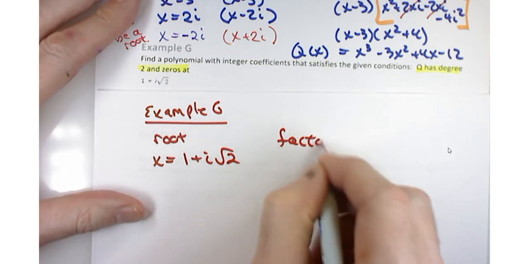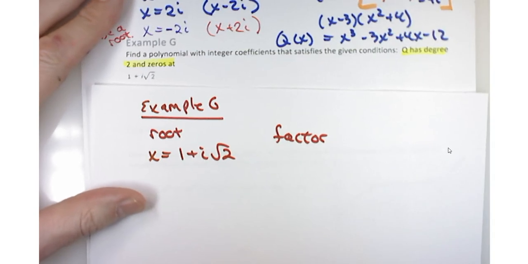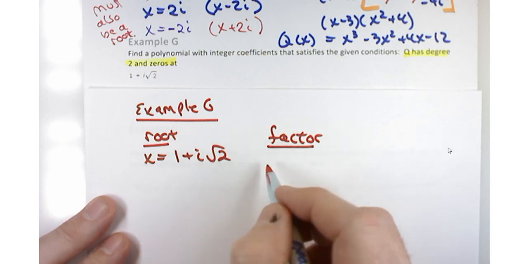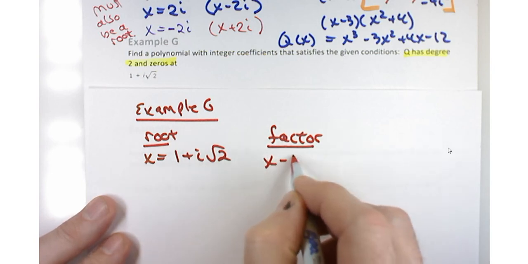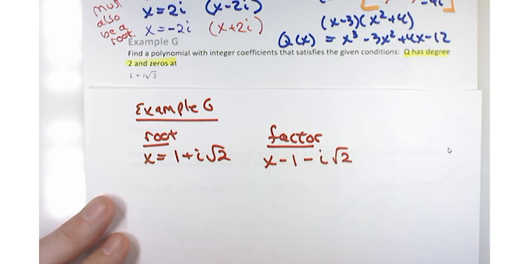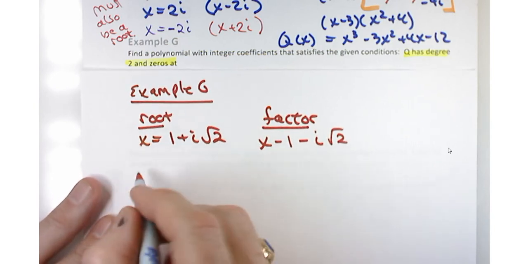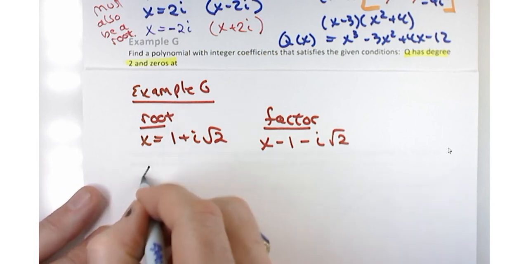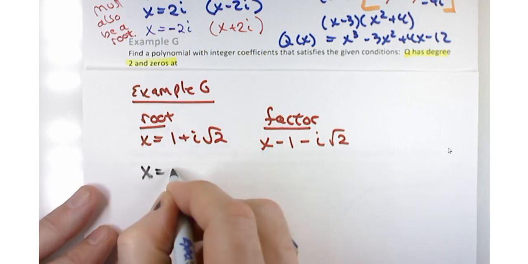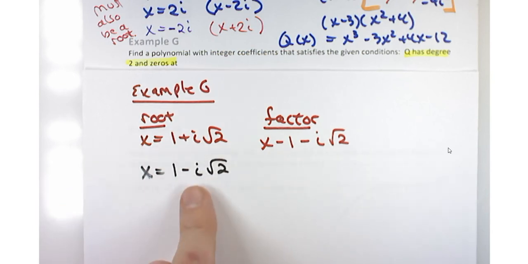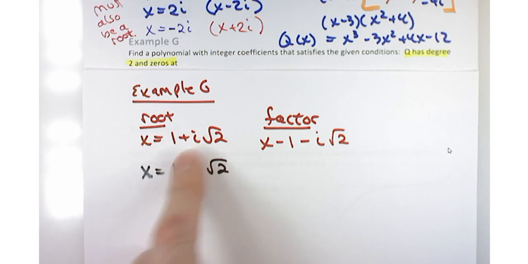What's the corresponding factor? x minus 1 minus i times the square root of 2. Now, if this is a root, what else has to be a root? x equals 1 minus i root 2. Thank you. All you're going to do is change the sign on the complex part of your term. Don't change the real coefficient.